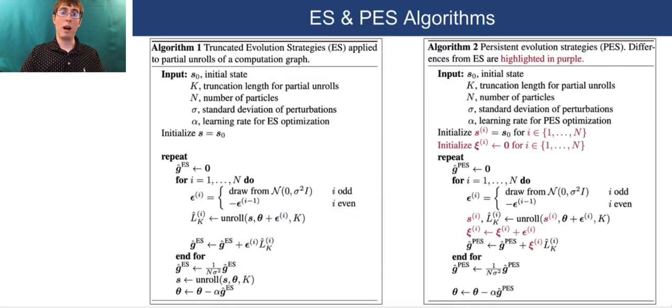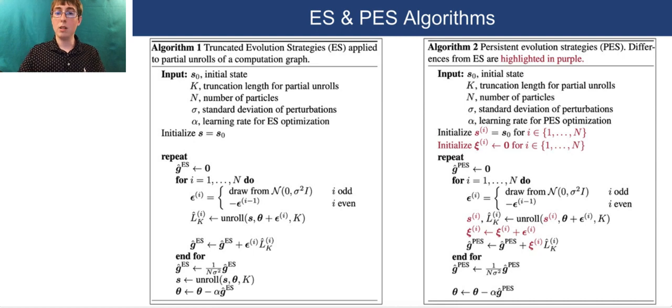So next, we can look at how the ES algorithm compares to PES. So on the left, we see truncated evolution strategies, and on the right, PES, with the differences highlighted in purple. So first we'll look at ES. We're given some initial state, S naught, truncation length k, a number of particles n, and a standard deviation for the perturbations sigma, and a learning rate alpha. So in every iteration, we have a loop over the n particles, and in each iteration of this loop over n particles, we sample a perturbation epsilon. We run an unroll for k steps using the perturbed parameters theta plus epsilon to get a loss for that unroll. And then we use the product of the perturbation at that step and the loss from the unroll to build our ES gradient estimate.